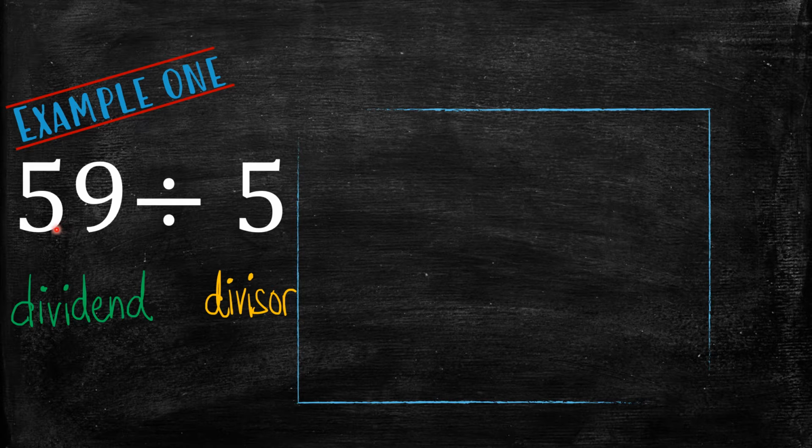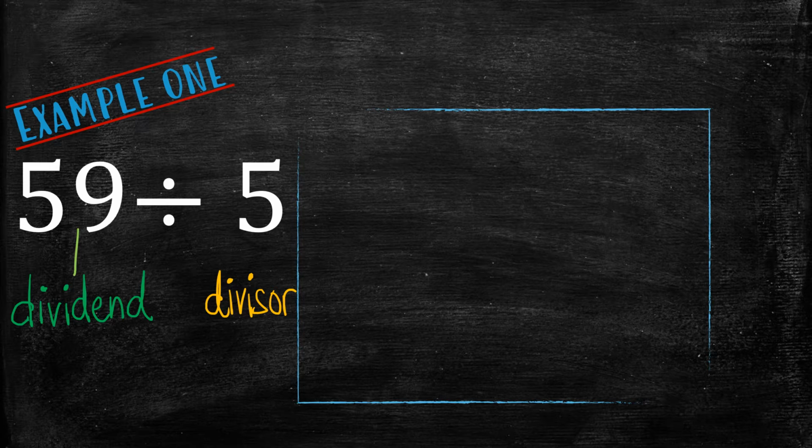Example 1 is 59 divided by 5. First thing first, we're going to do a small review of knowing which one is the dividend and which one is the divisor. Remember, the dividend is the number that is going to be divided into, or the number that's going to be broken into parts. So think of it that way. So we know that 59 would be our dividend, and it says divided by 5, so 5 will be our divisor. That's the number we're going to use as our divisor.